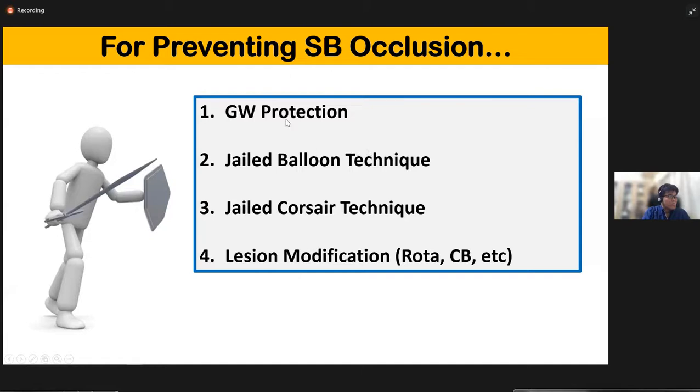For preventing side branch occlusion, we have some options: guide wire protection, jailed balloon, or crochet technique, and lesion modification using rotablator, cutting balloon, or something.